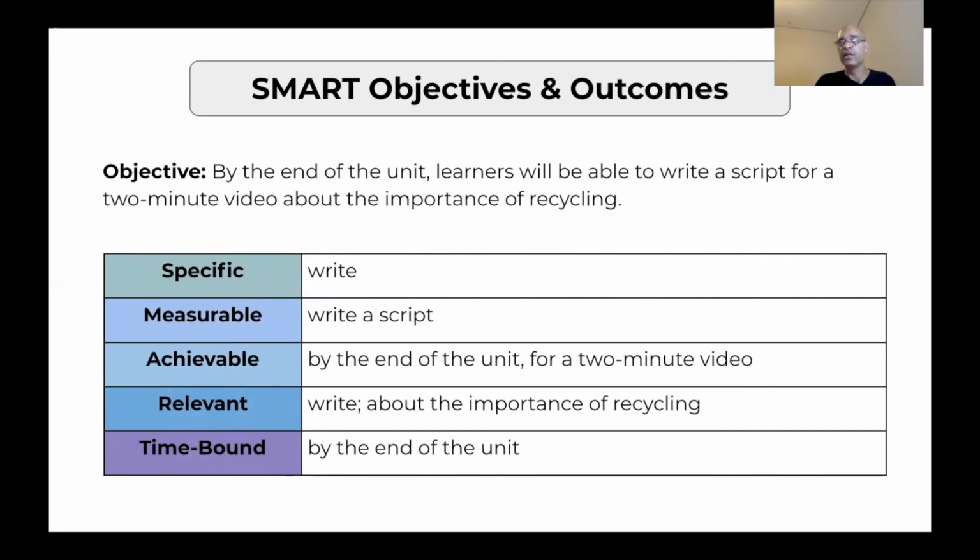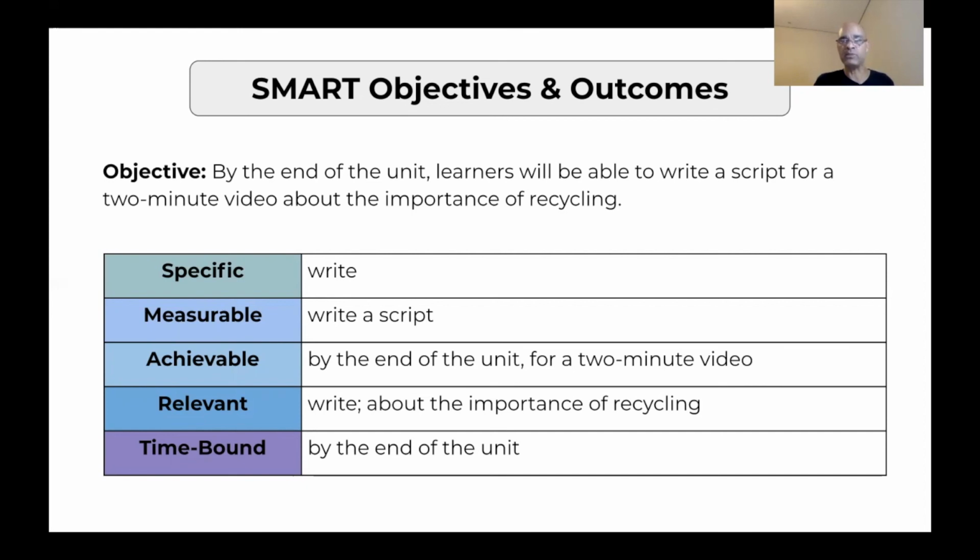Again, if my students are still new to making videos, I'm going to ask them for a 2-minute one so that they can achieve it. And is my objective or is the outcome relevant? Yes, because they're going to have to write. That's a relevant task. And they're going to write about the importance of recycling, which has a connection to not only their life, but maybe the science standard that I'm teaching, right? So those are the ways that I can make sure that the objective is complete and the outcome can actually be achieved by my students.